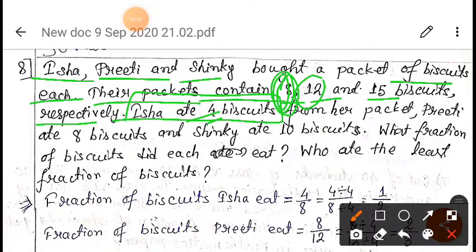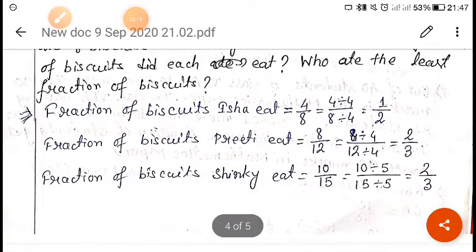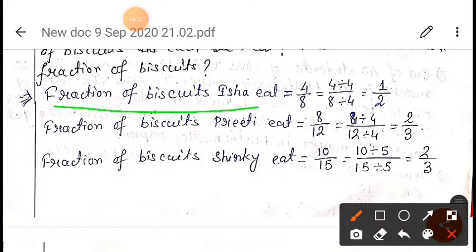And now Preeti ate 8 biscuits, means from 12 she ate 8 biscuits. Okay, and Sanki ate 10 biscuits from 15. So we have to find out what fraction of biscuits each ate, and who ate the least fraction of biscuits, right? So how we will write, fraction of biscuits Isha ate is what?